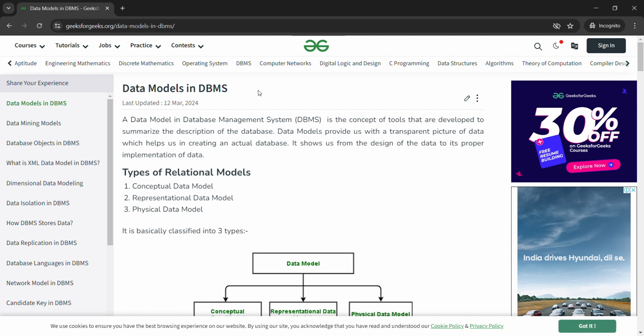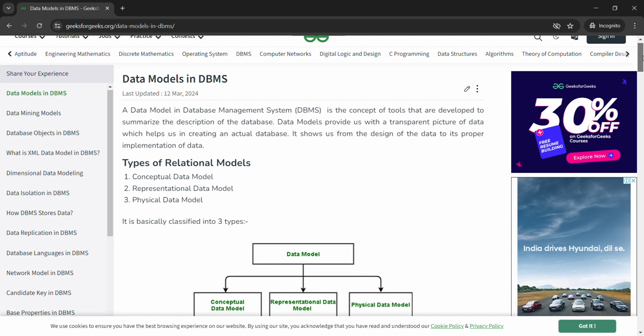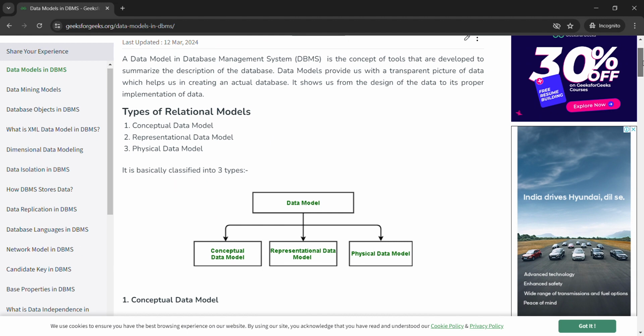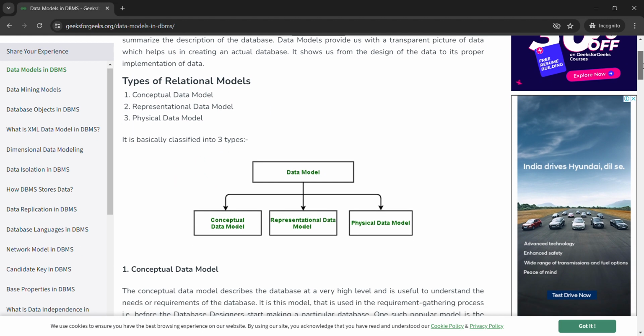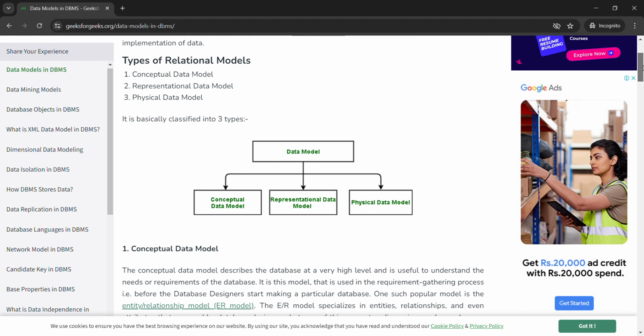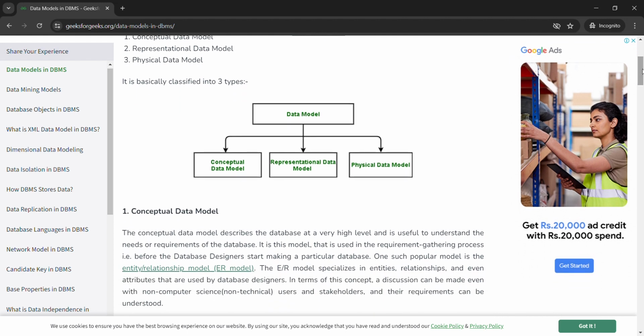So data models in DBMS, types of models. First is the conceptual data model, second is the representational data model, and third is the physical data model. It is basically classified into three types.